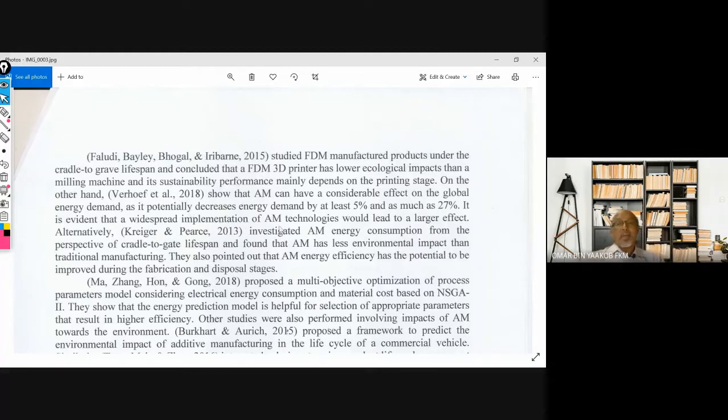Okay. So here the author tries to discuss. He said that these people studied this. On the other hand, these people did show this. It's evident that alternatively, Krieger investigated this. They pointed like this. And then these people proposed multi-particular optimization process. Others, they show this. Other studies were also performed. So in terms of trying to tell a story, it's good. But the way they cite, he did the citation here, it's not the right way.